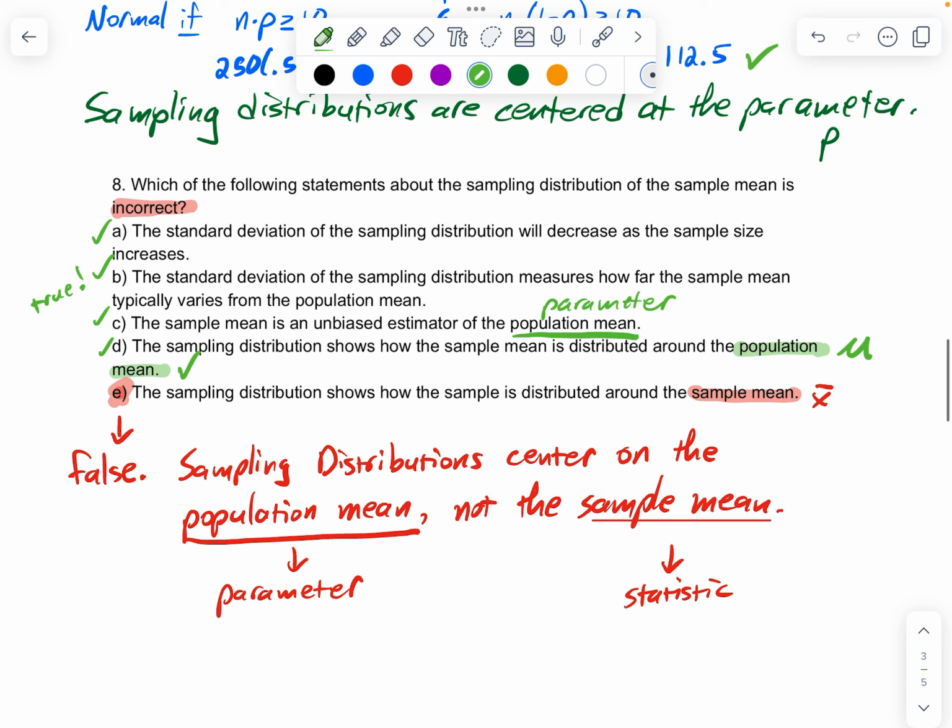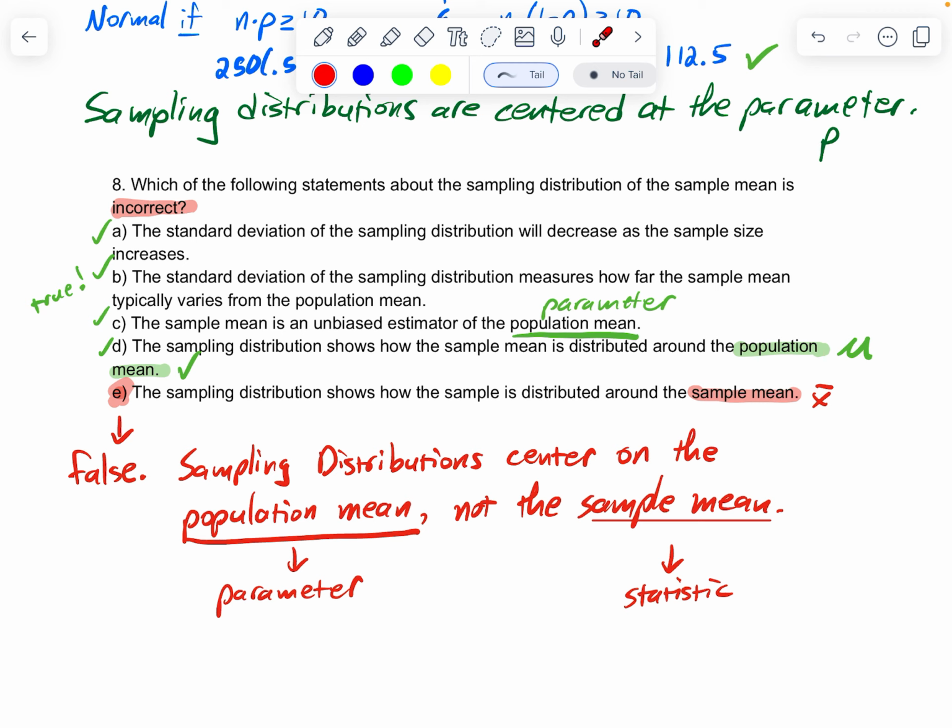3 more. Which of the following statements is incorrect? Well, A, B, C, and D are true. So the answer is E. Why is A true? The standard deviation will decrease as sample size increases. We said that exact same thing twice higher up on this.